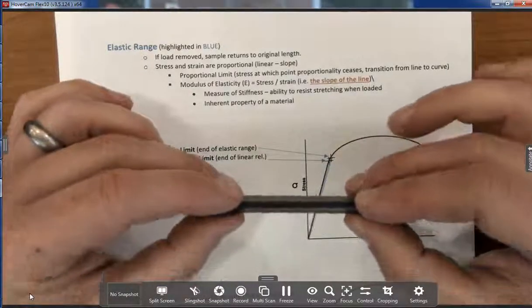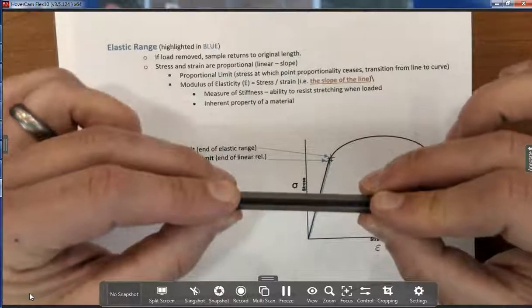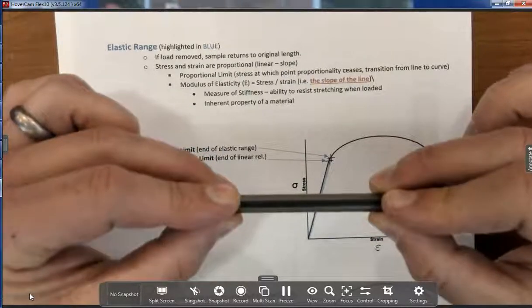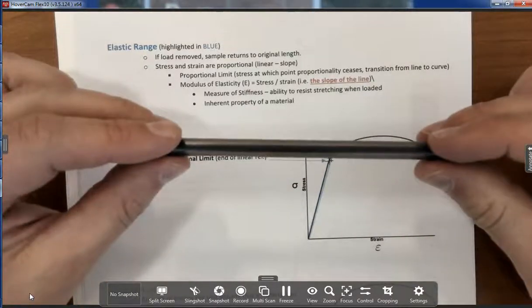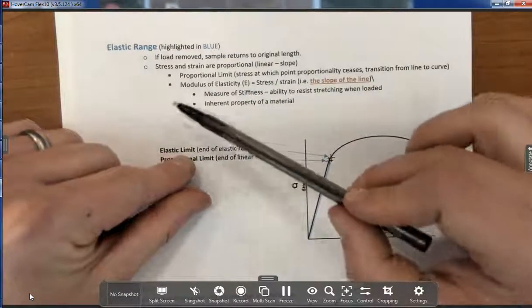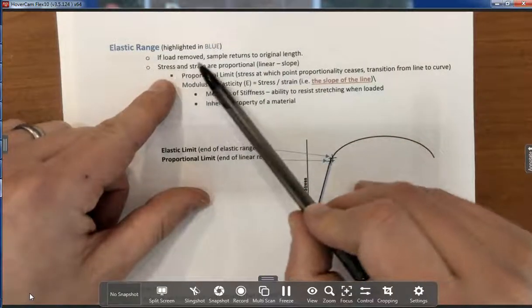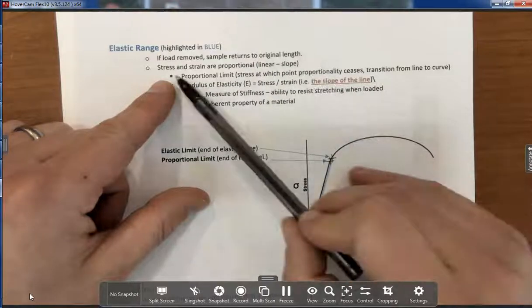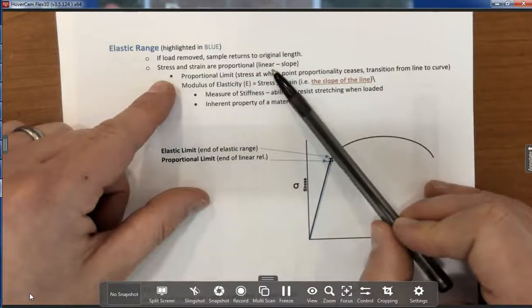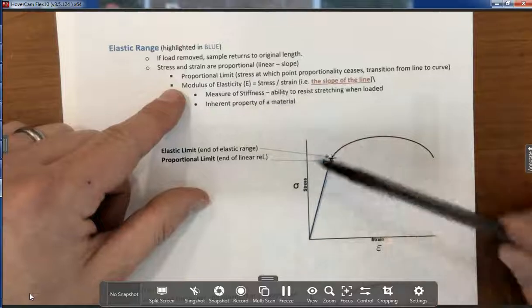Okay, there is a region in which we can operate where we can load a material and release that load, and the material has not been damaged. It'll go back to its same size. Okay, so key things, right? Load removed, you're going to get a copy of this handout. Sample returns to the original length. Stress and strain are proportional. They are linear, proportional. It's like a ratio.